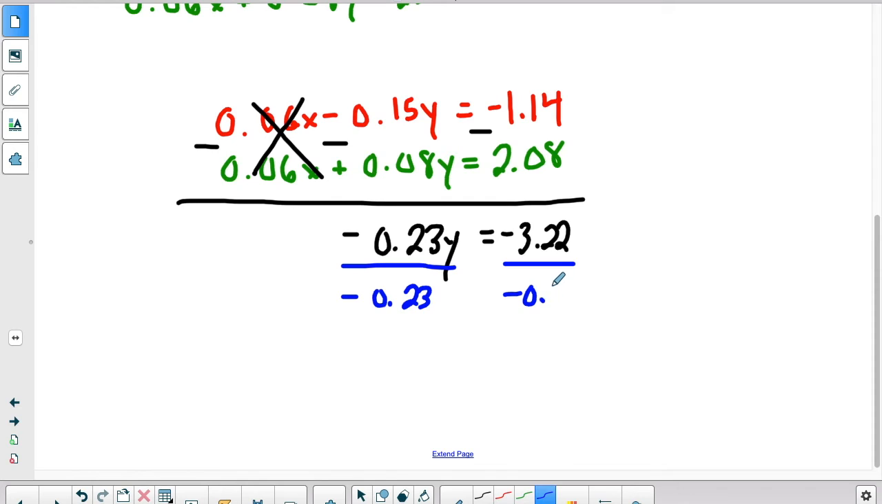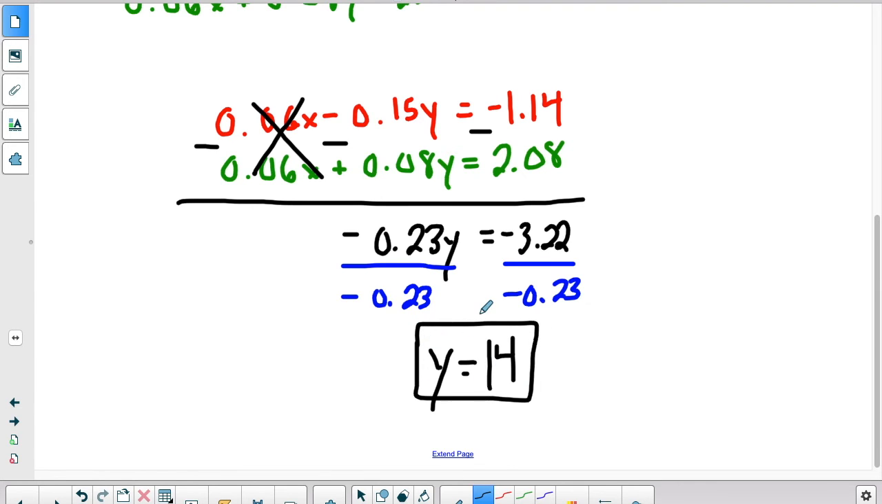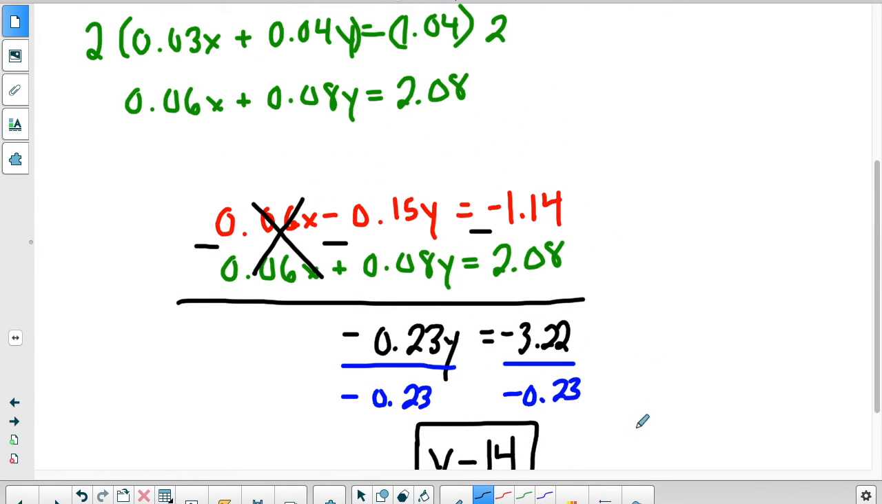Negative 0.23, and when we divide both sides by this value, we can plug this in a calculator, negative 3.22 divided by negative 0.23, and when we do this here, we get that the value of y is 14. We get that the value of y is 14.